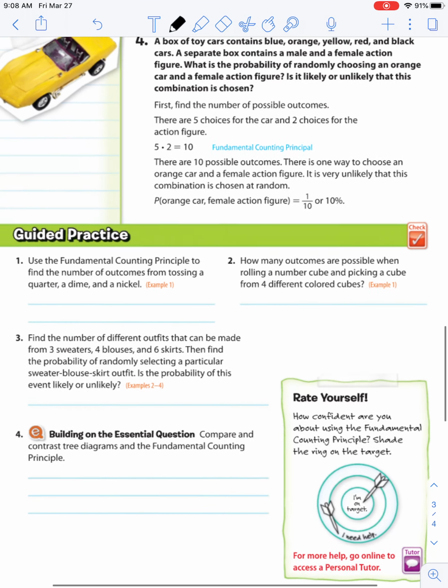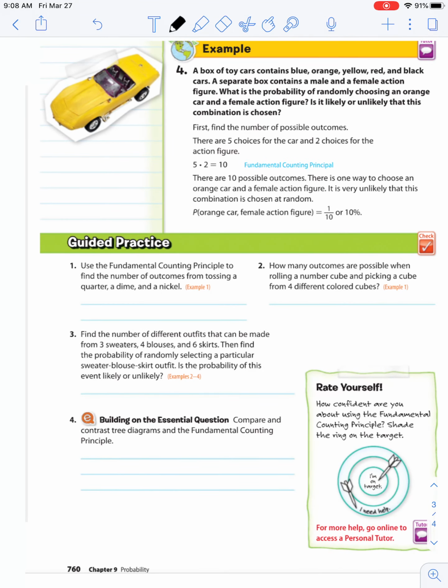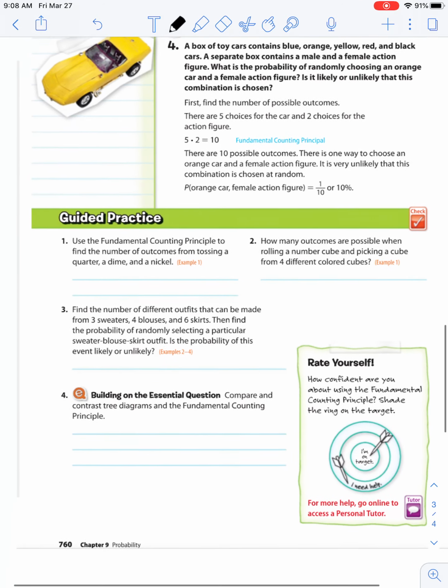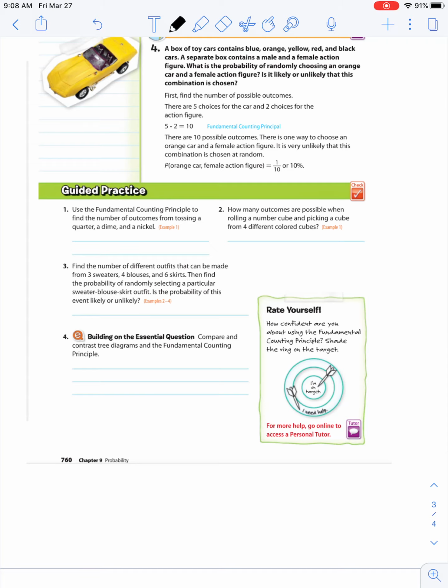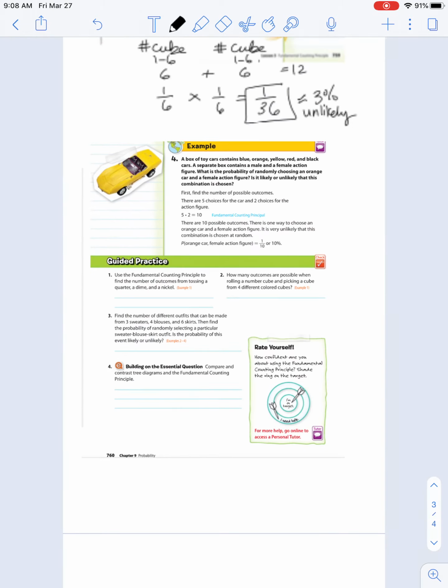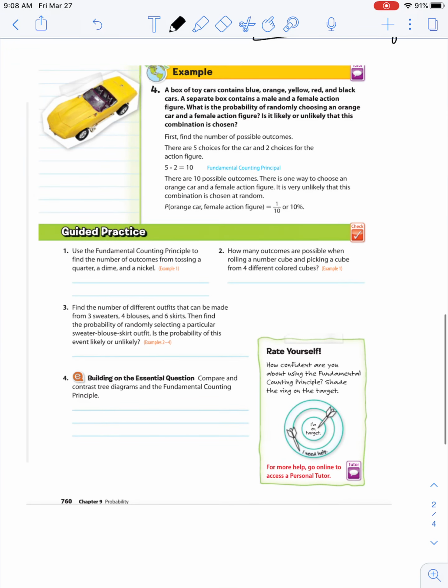Okay, so we can look at the guided practice problems together. If you guys feel like, oh, I totally understand this lesson, then go ahead and stop the video right now. If you want to just keep checking for your own understanding, keep watching, and we can work through these guided practice problems. Okay, so the first one is asking us to use the fundamental counting principle.